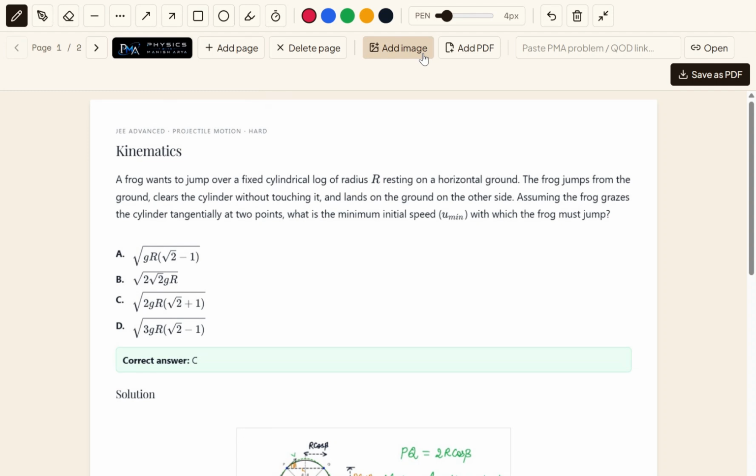So let's do this question from kinematics, projectile motion. I have put this question in the practice problems in the JEE Advanced section on physicsma.com. So let's see this question.